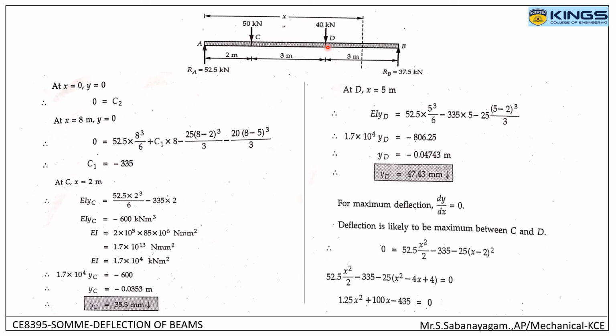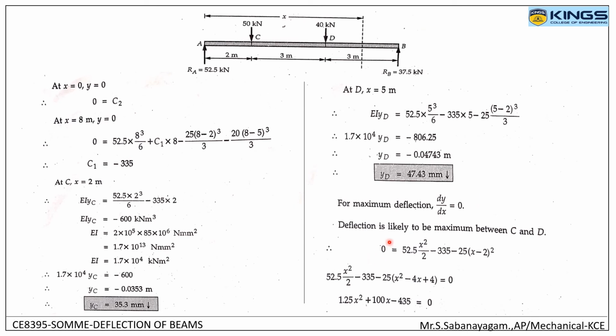So now we have to calculate the maximum deflection. For maximum deflection, consider dy by dx equal to 0. Deflection is likely to be maximum between C and D. Since these are point loads on a simply supported beam, the deflection will be maximum in this area, that is between C and D. From the image we can understand this concept. So dy by dx equal to 0.